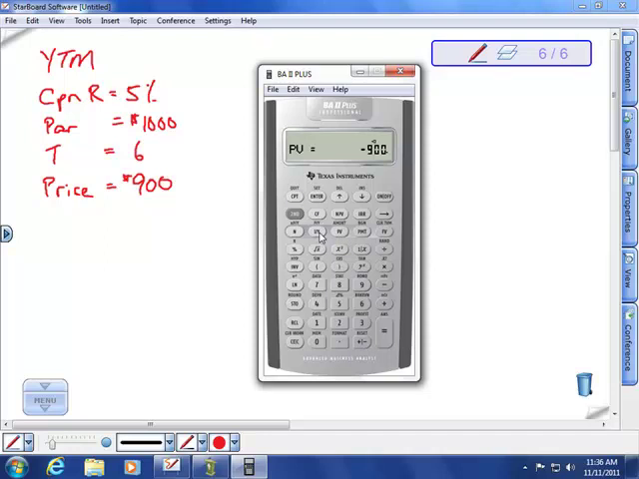Now, finding yield to maturity is a trial and error process, and that's what the calculator does, or any spreadsheet does, is go through the trial and error process. It just does it a lot more quickly than we do. So we say compute I/Y, and it comes up with the yield to maturity of 7.104746815. So I think 7.1% would be good for our purposes.